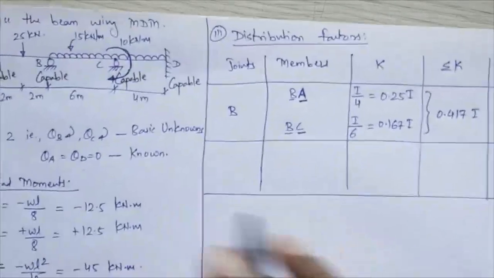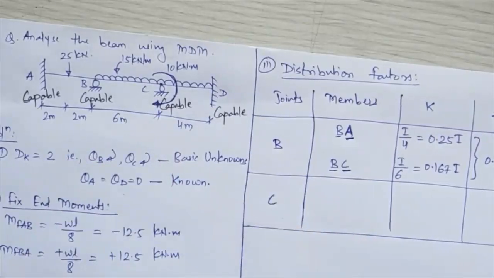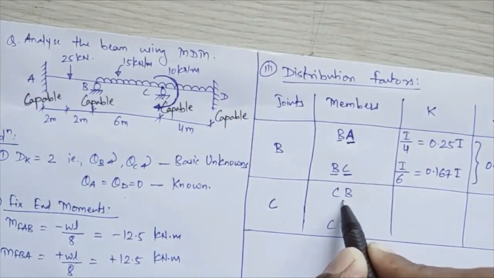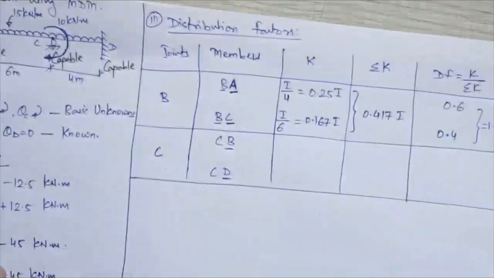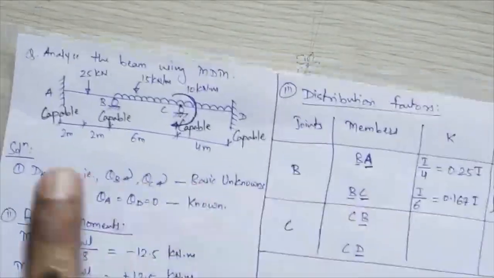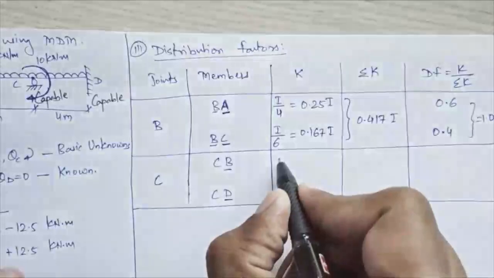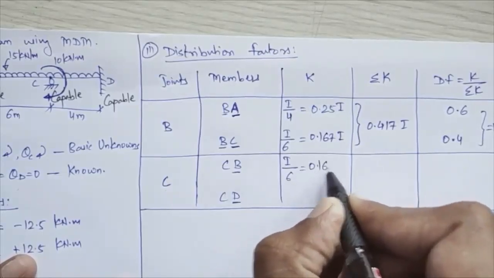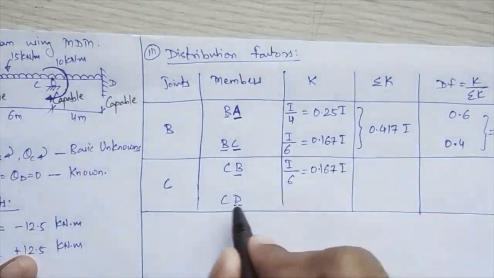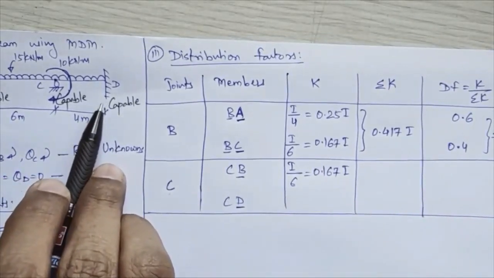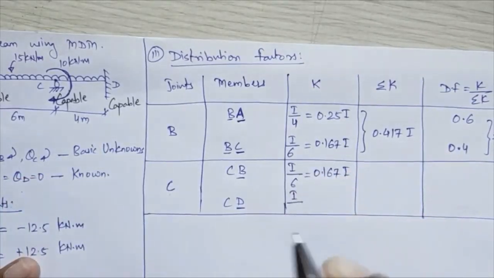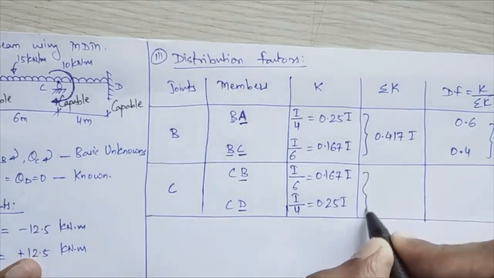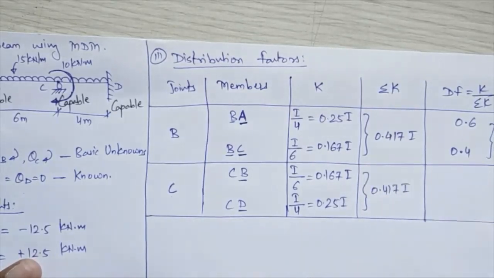Then in the same way we'll consider the second joint, joint C. The members meeting at joint C are CB and CD. In the first member B is the farther end, and in the second member D is the farther end. For CB, B is a capable support, so the relative stiffness equals I by length of CB, that is 6 again, so 0.167 I. In the same way for CD, D is the farther end, again a capable support, so relative stiffness equals I by L. L of CD is again 4, so I by 4 comes equal to 0.25 I. So the total again comes equal to 0.417 I.